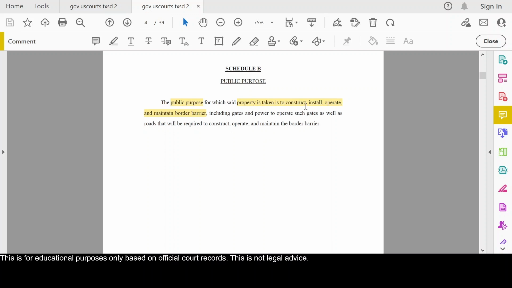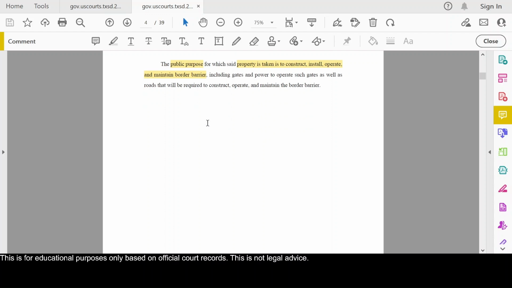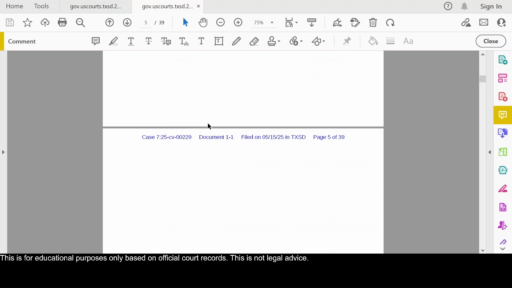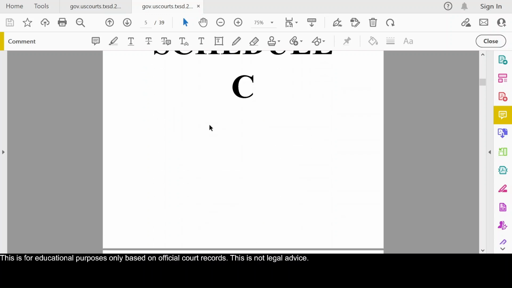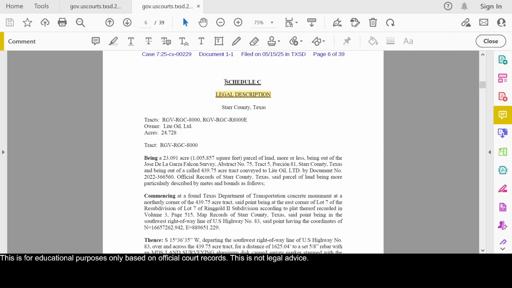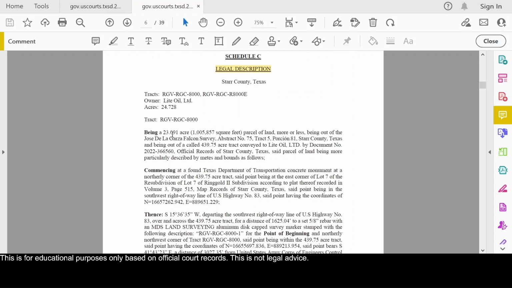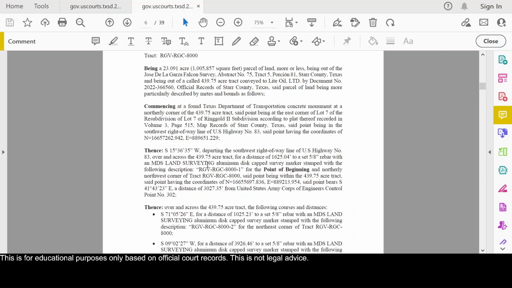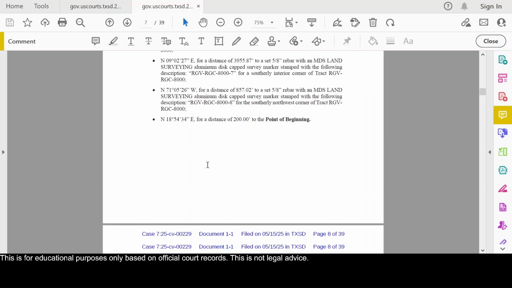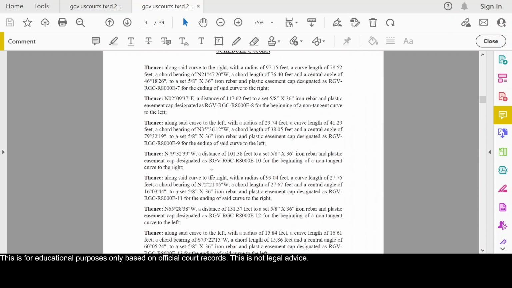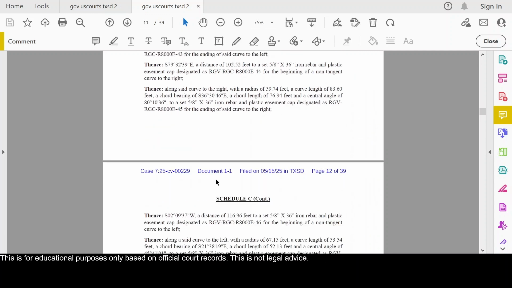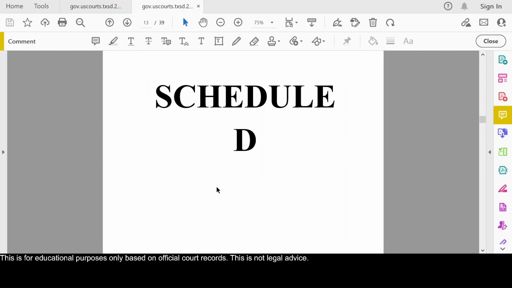Okay, then Schedule B is the public purpose. The public purpose is to construct, install, operate, and maintain a border barrier. So basically, most likely a border wall is what they're referring to. Schedule C: here's a legal description for the property and where it's located. And then here are the owners. We're not going to go through the legal description. Let's just go through the next schedule and see what we find. Schedule C with the legal description is pretty big. All right, Schedule D.